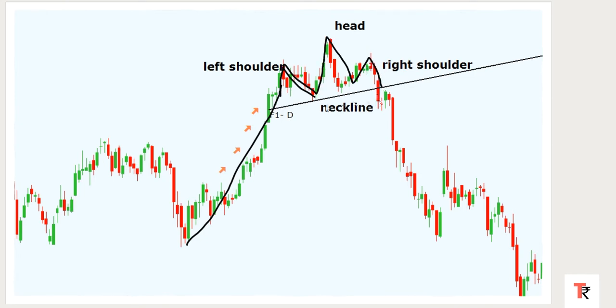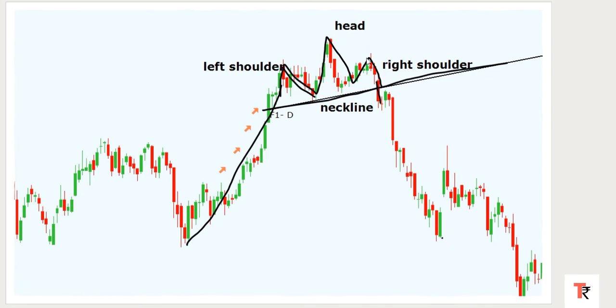You can see that this is the neckline. So you're drawing the bottom of the left and the right shoulder, so you will draw a neckline to it. After you can see the price breakdown, you can see how the stock has moved down.